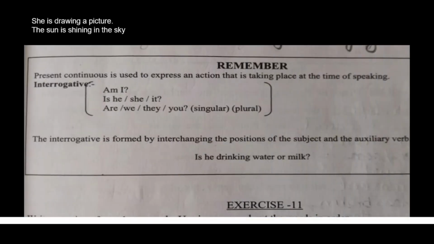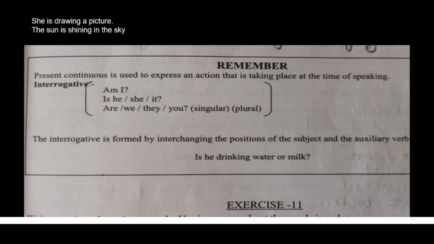Okay, let's see the interrogative formation. How are interrogative sentences formed in the present continuous tense? Am I, is she, is he, is it, are we, are they, are you. The interrogative is formed by interchanging the position of the subject and the auxiliary verb.